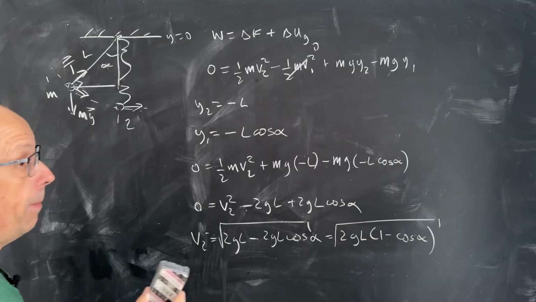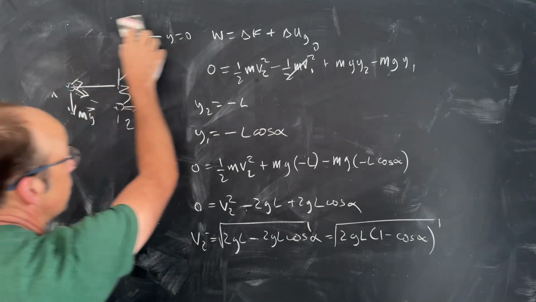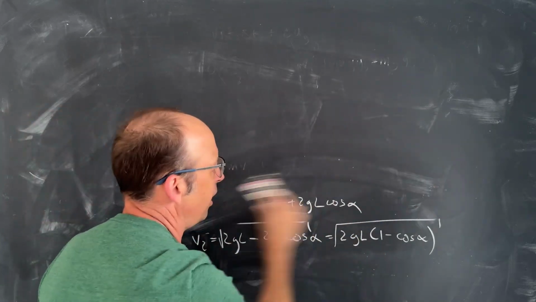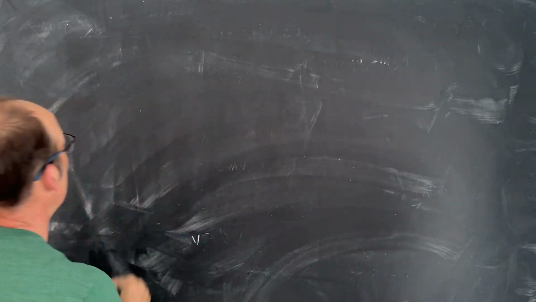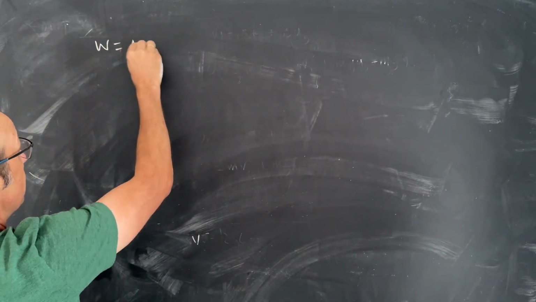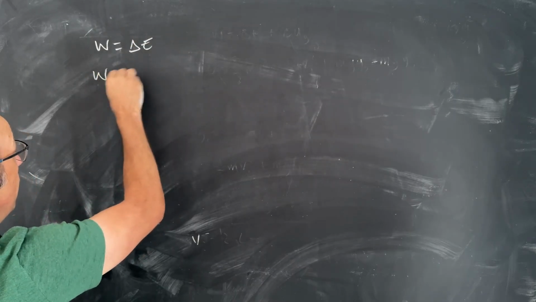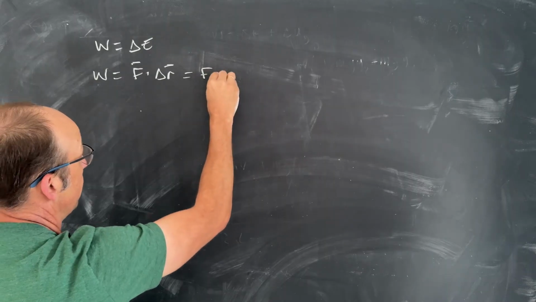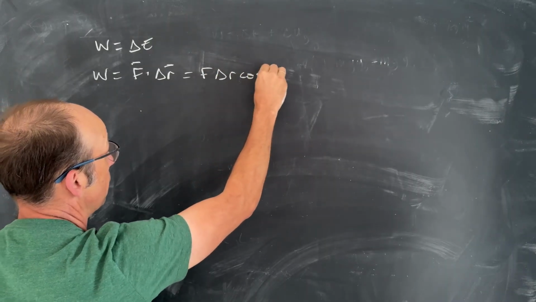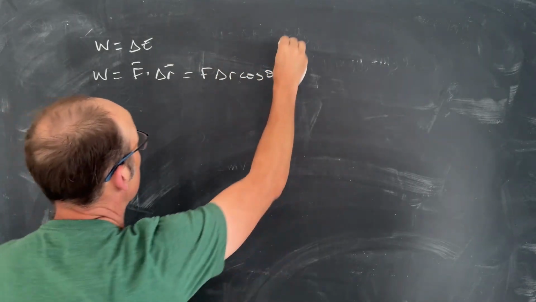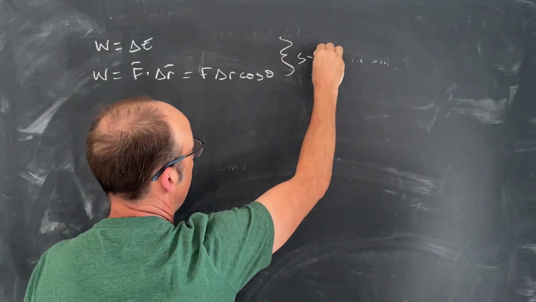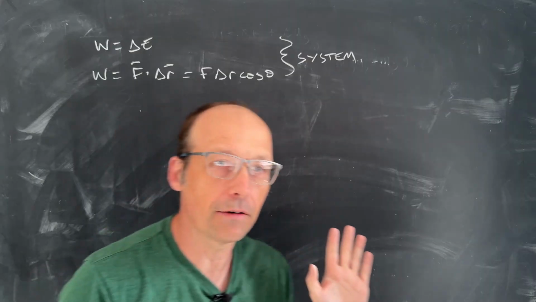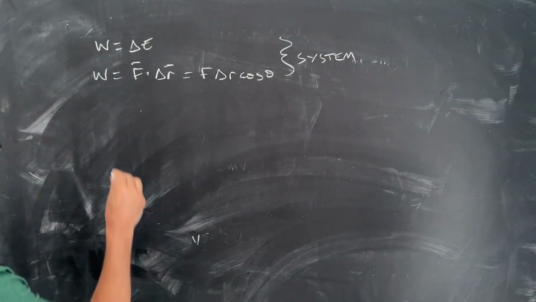Okay, let's talk about energy. So I just want to list out a section summary. So we have this. Work is the change in energy. Work is F dot delta R equals F delta R cosine theta. And that depends on your system. You got to pick a system. And I did leave some stuff out. Okay, I know that. Now, what about energies?